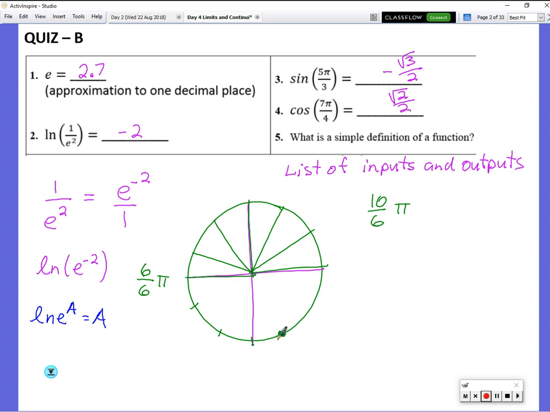So that's the angle. The sign is always the y-coordinate. Y-coordinate is always the distance down from the origin. So that distance down is the long distance. That's why I know it's root 3/2, because I went down, I know it's negative.